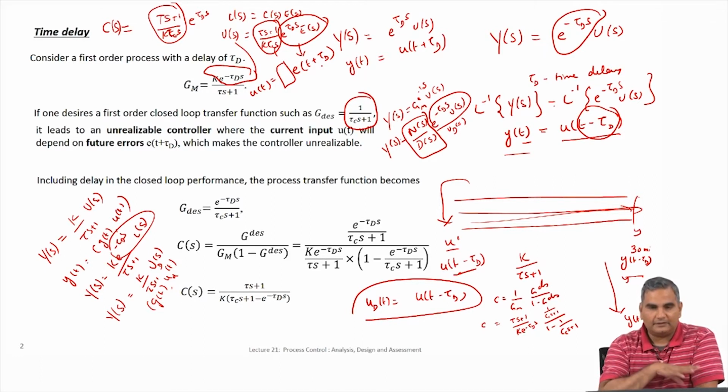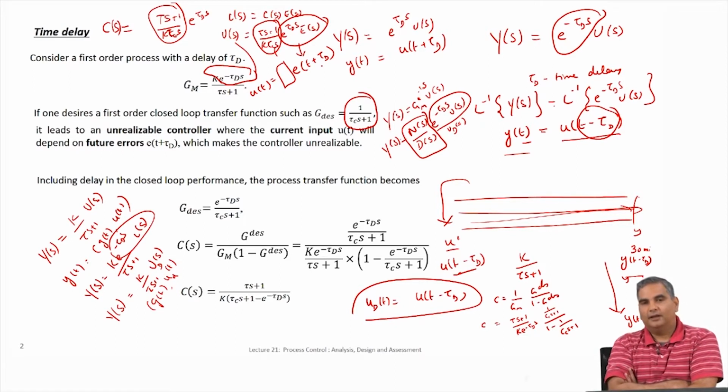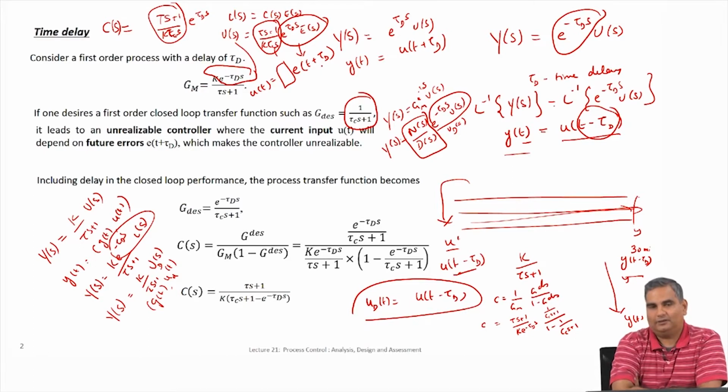So if I just choose any G desired I want, then that is going to lead me to getting a controller that is not implementable, and that is not implementable because I need to have future errors for the current control move computation, and I do not know future outputs anyway, so I cannot do that. So this becomes unrealizable.